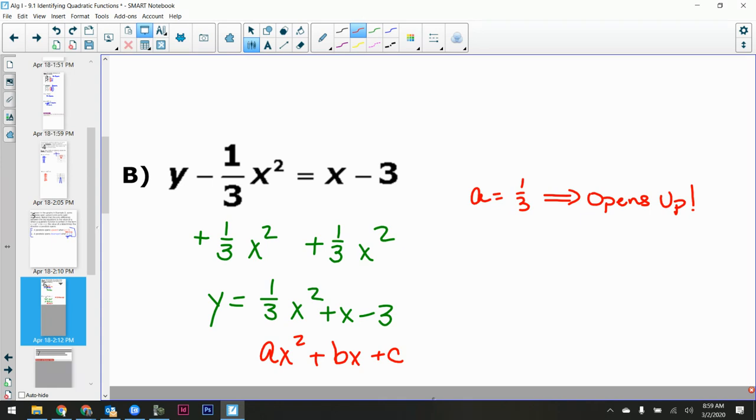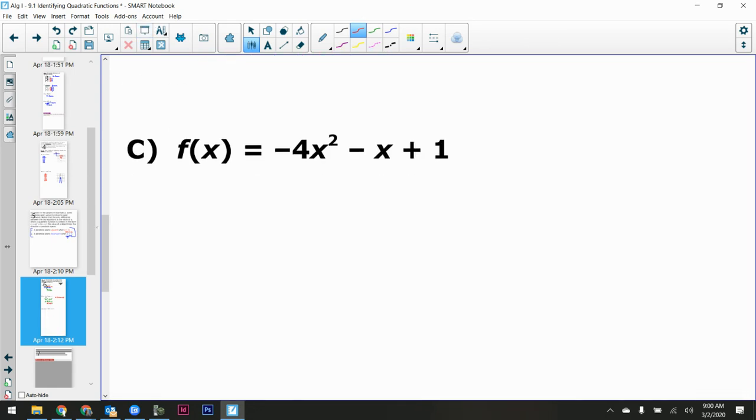Now, what's my b value in this case? It's not x, just 1. What's my c value? -3. Good. It's a good idea to start picking those out. Okay, last one here. Does this open upward or downward? Downward. Good. Questions there? Feel okay?